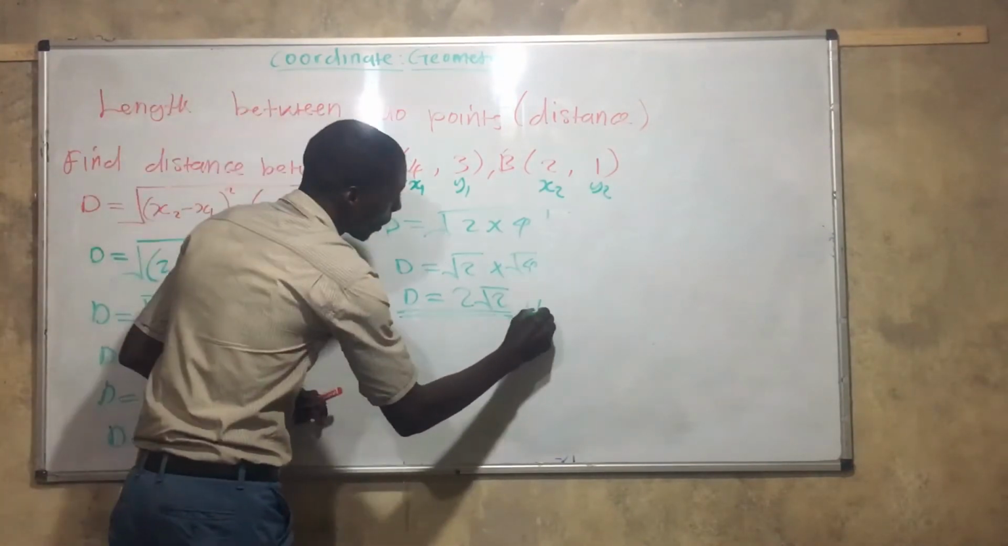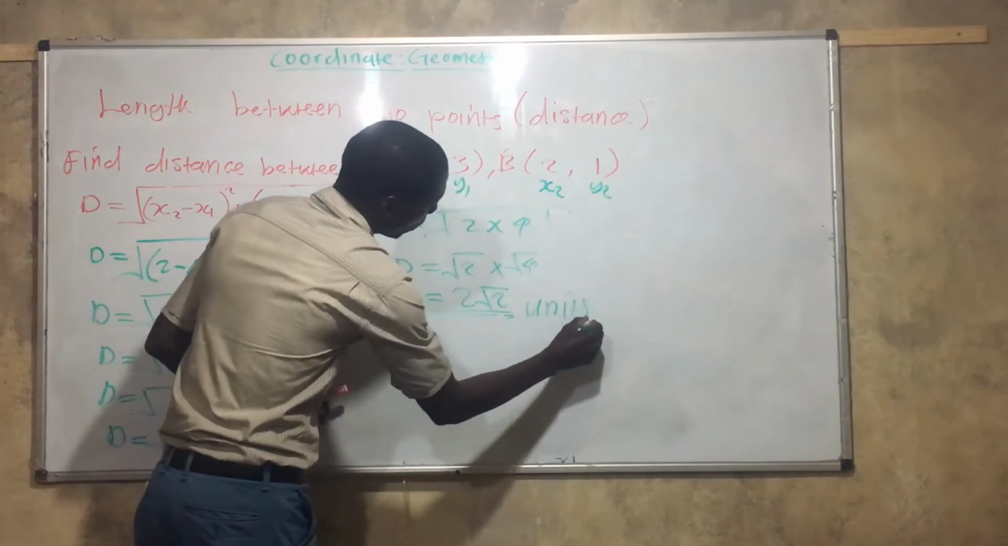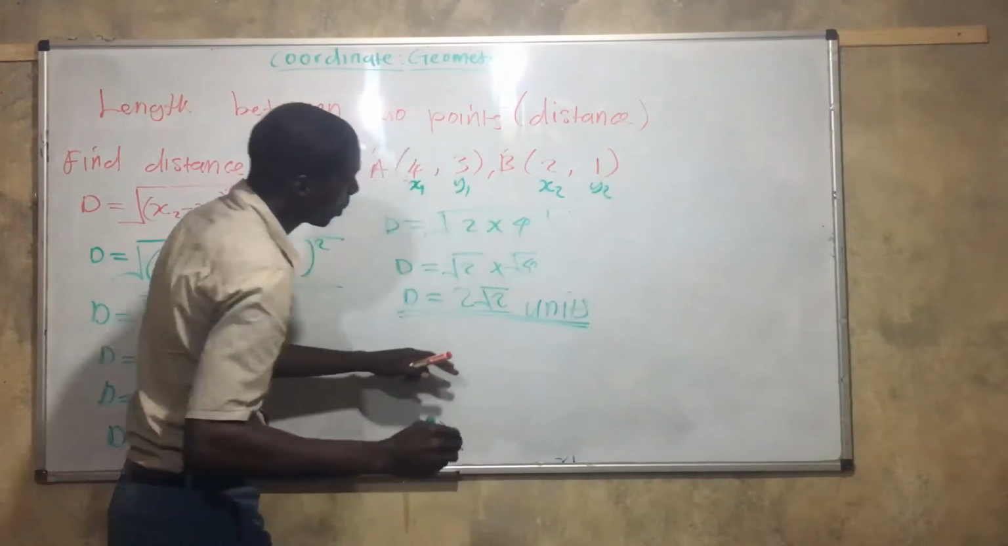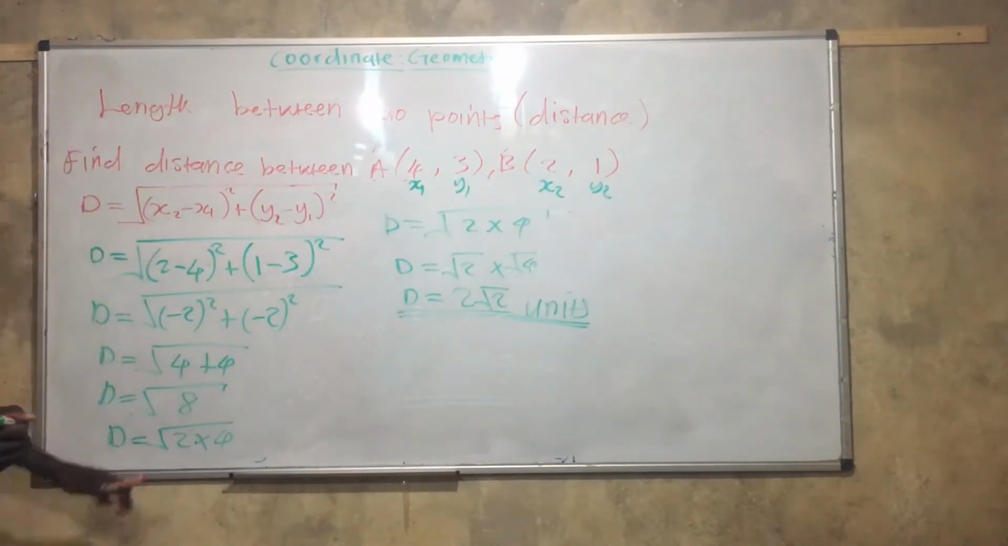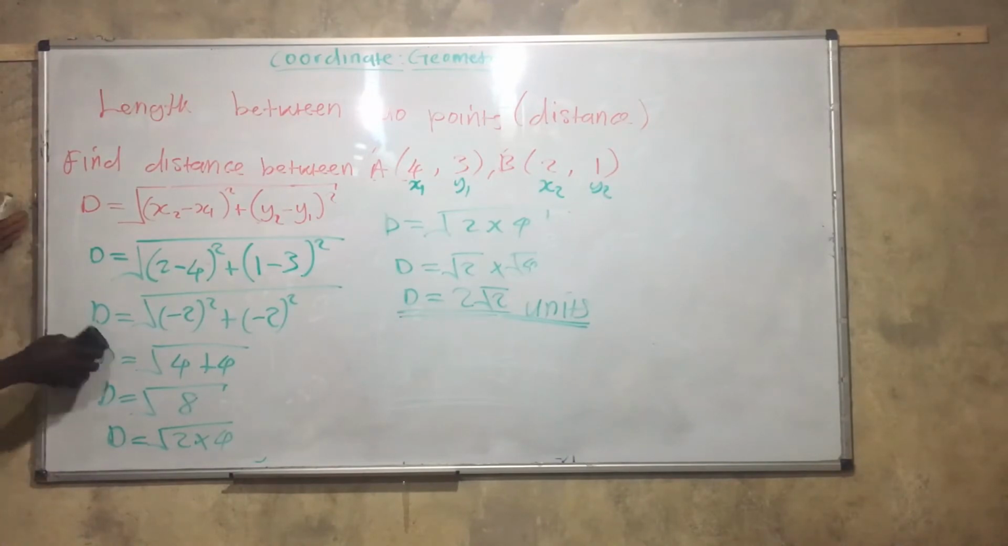So you put units there, because with distance we don't know if it's kilometers or what, so you put units here. So this is how you find the distance between 2 points. We are going to go to another example on how to find the distance.